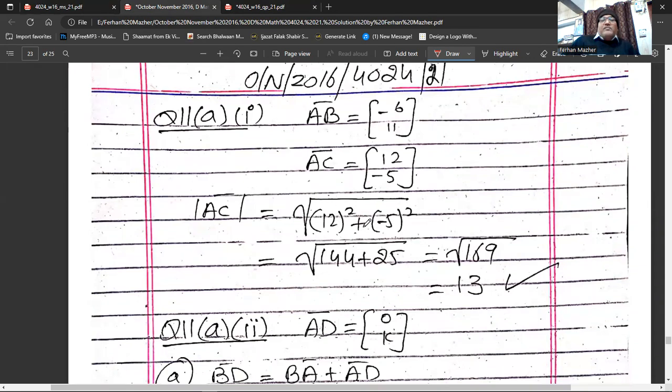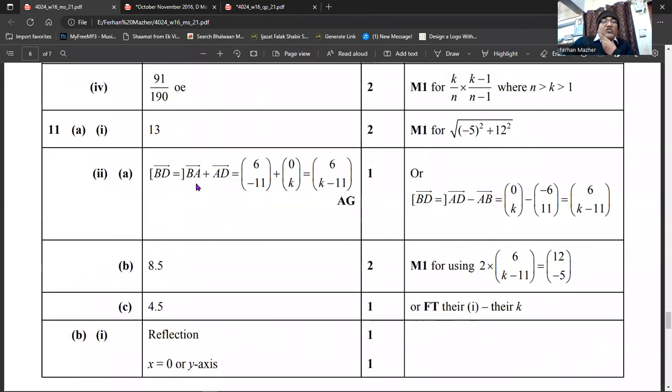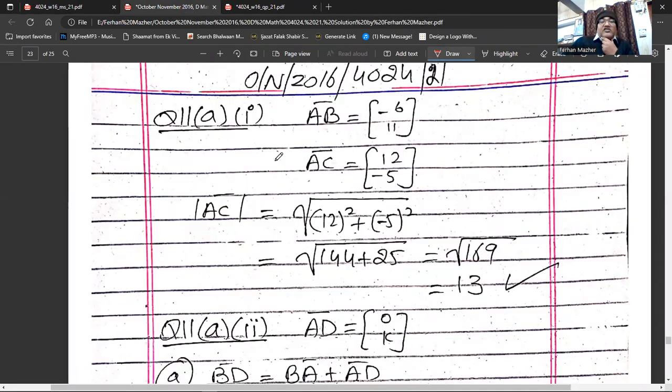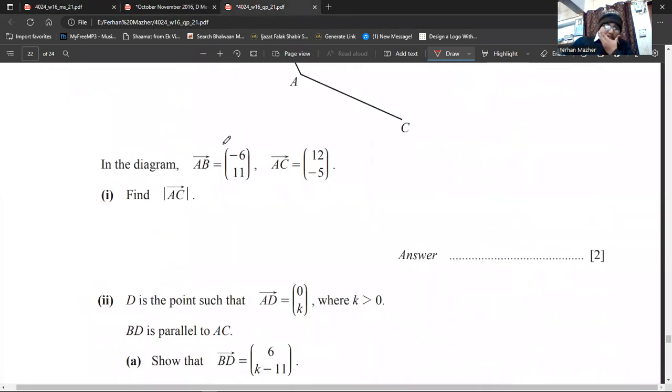So 12 squared plus minus 5 whole squared. It will be 144 plus 25, and that will be the square root of 169, which is 13. So the AC is 13. So our answer is right, sir. This is the solution.